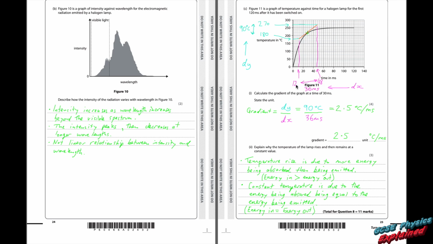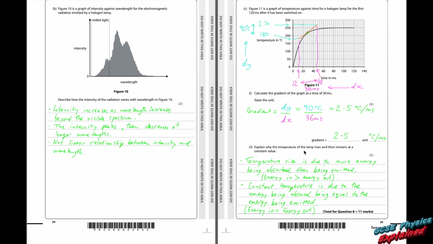So this is a change of 12 to 48, which is 36, and the unit is milliseconds. To get the gradient, you do dy by dx, so that's the change in the y-axis divided by the change in the x-axis. In this case, that equals 90 degrees C divided by 36 milliseconds, which came out as 2.5. And they want the units. That's why you make sure you put the units in here. So it'll just be degrees C divided by milliseconds. Degrees C per millisecond.